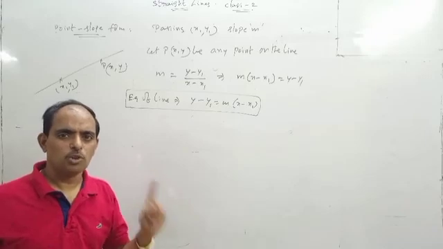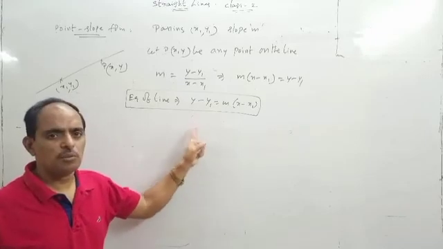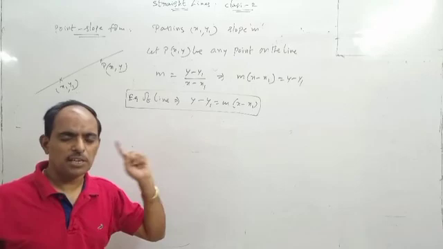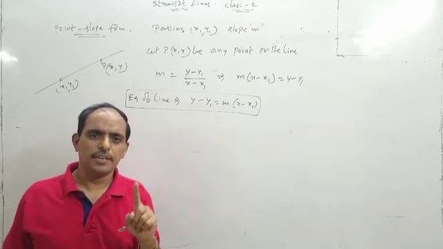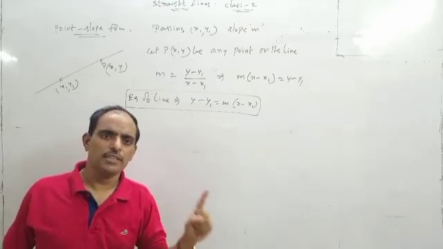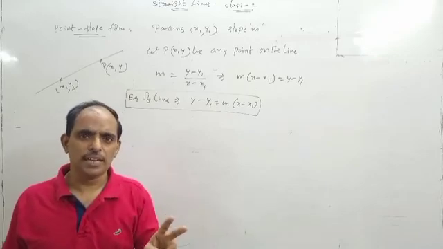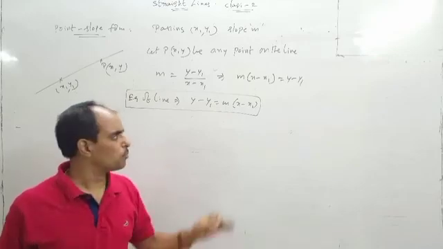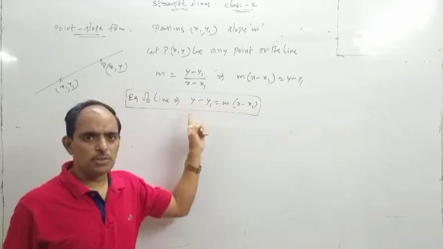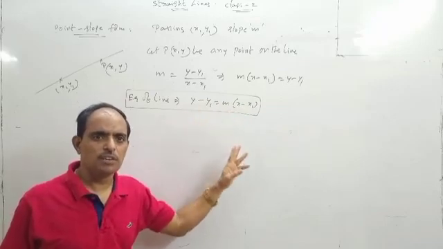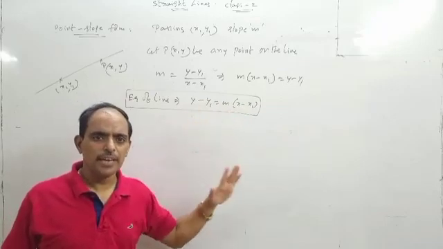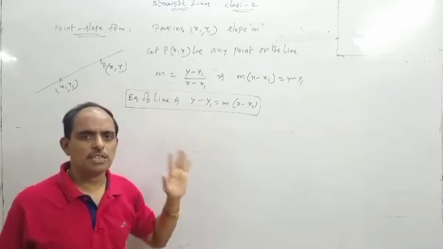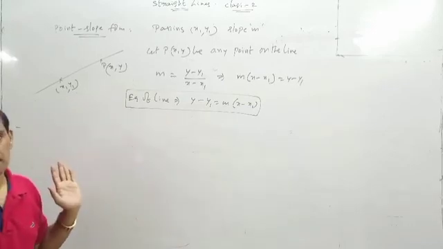If 1 point and 1 slope is given, then this is the formula to find the equation of a straight line. Remember this well. If you have to find the equation of a straight line, 2 things are required. One is a point, the other one is the slope. One point (x1, y1) and the slope is given. This is the formula to find the equation of the straight line. Okay, this is the formula: y minus y1 is equal to m into (x minus x1).